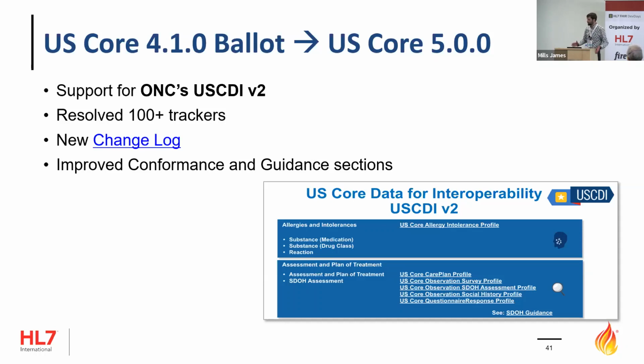And for folks who are familiar with the HL7 process, 100 trackers every cycle on a ballot is a lot. You can view that as, oh my gosh, you guys can't write a spec that doesn't get 100 trackers every time. And my internal monologue in that is, people really love us.